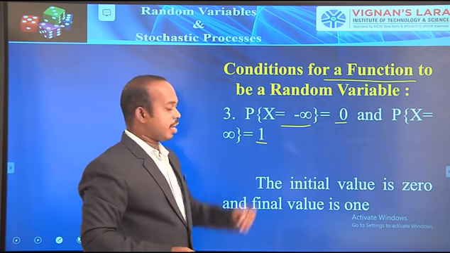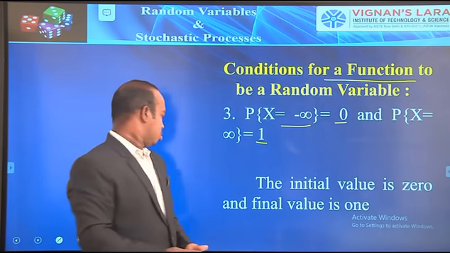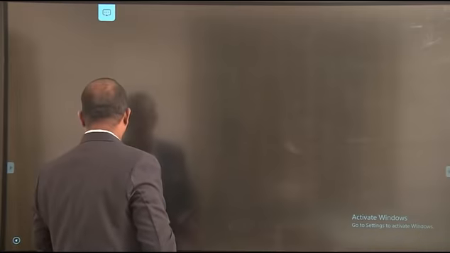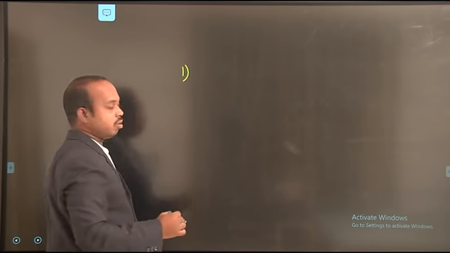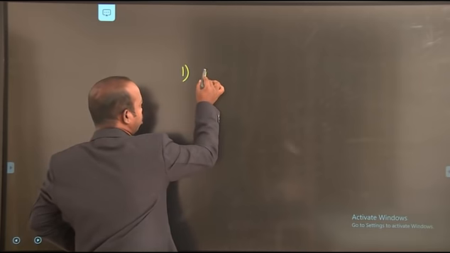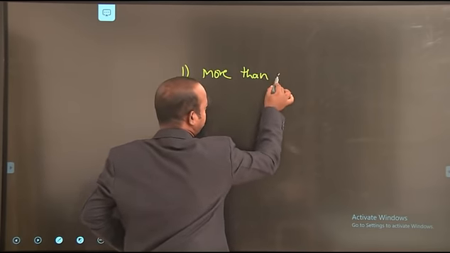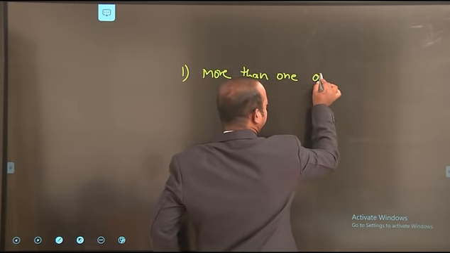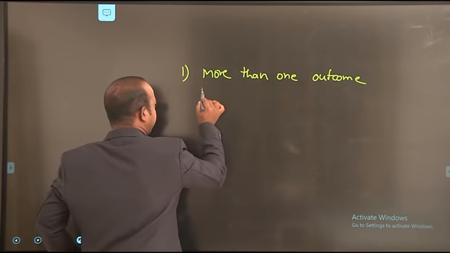For any function to be a random variable, it must satisfy these three conditions. These three conditions I am writing once again. The first condition is more than one outcome, not uniquely mapping.